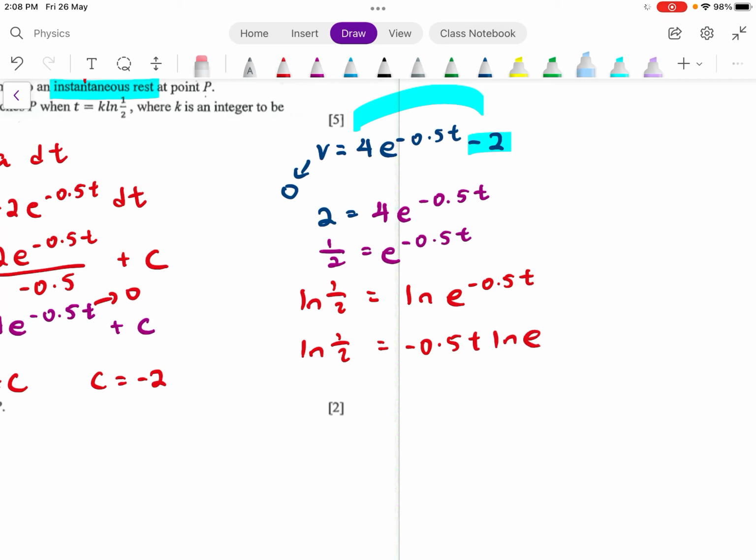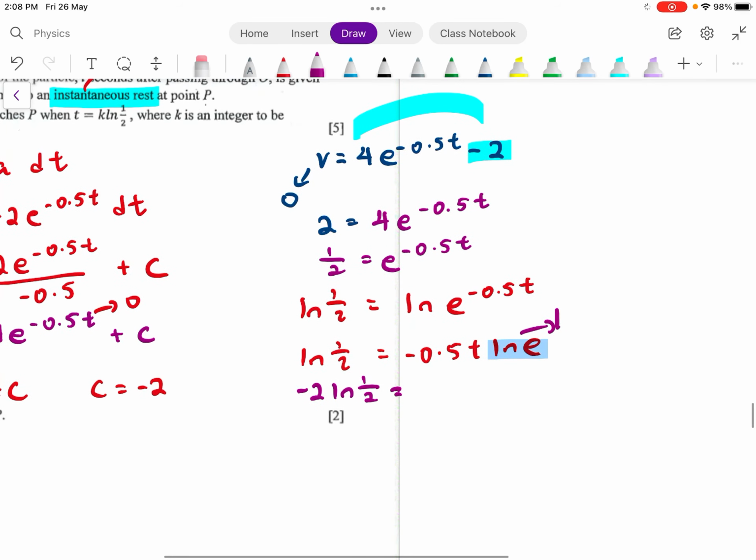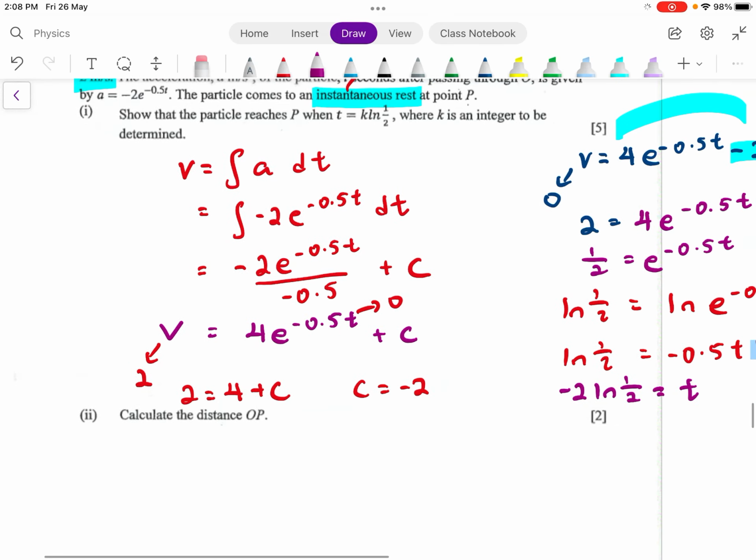So ln half equal to negative 0.5t times ln e. So ln e itself is just 1. So you just need to times negative 2. Then you times negative 2 throughout, you will get negative 2 ln half is equal to positive 1t. So in this case, you already solved the time equation. So the k to be determined is actually negative 2.